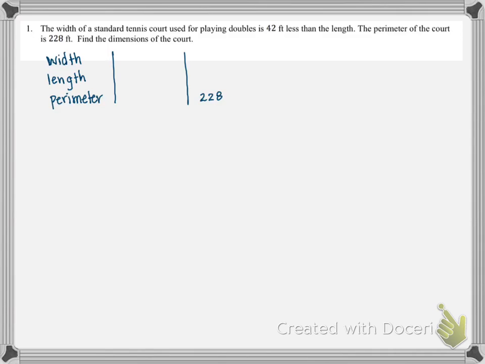So which one of those do you want to be your variable? If we're just going to have one variable, we'll call it x. Which one should I use? Length. We chose length because the width is given in terms of the length. So if we knew the length, what would we do to find the width? We'd subtract 42, right? So whatever my length is, the width is 42 less than that.